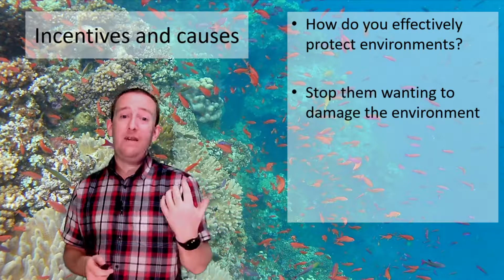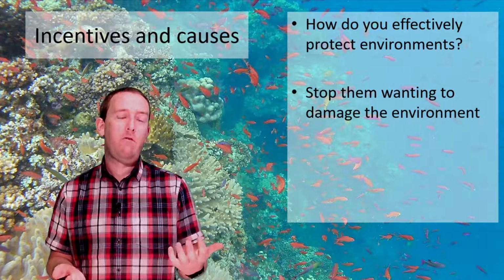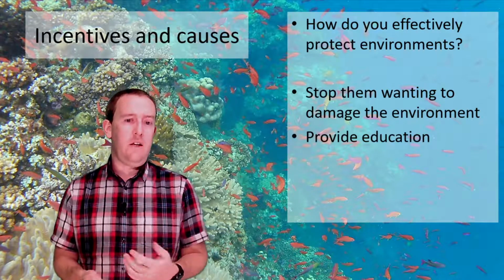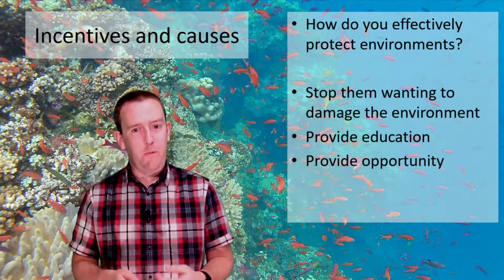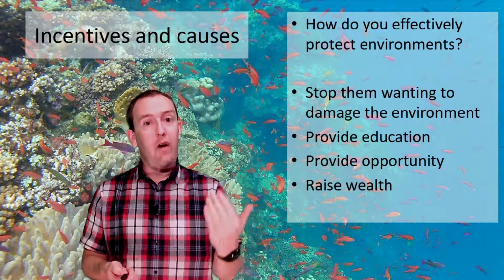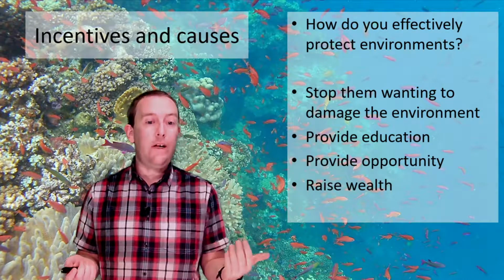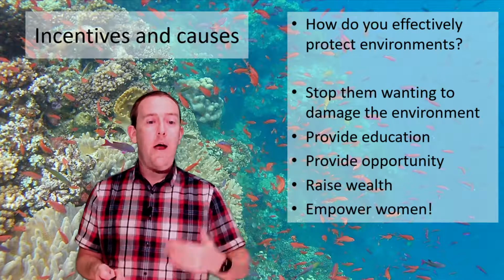Basically, if you stop people wanting to damage their environment, you stop people needing to damage their environment, you give them other opportunities, then that's the way forward. And the way you do that is you provide educational opportunities, you provide employment opportunities. You raise wealth, or you equally distribute wealth. And particularly, as I've said before in this series, you empower the women.